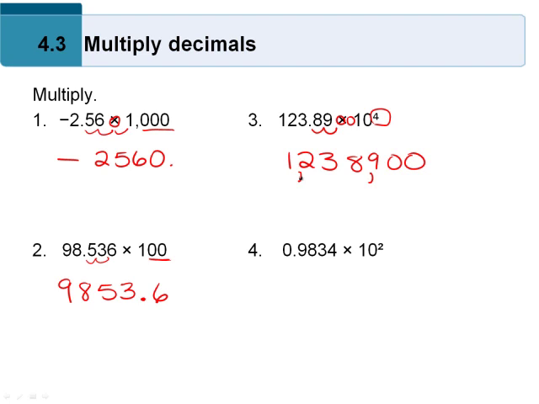1,238,900. Big number, okay? So, whether it's an exponent or the numbers are written out with all the zeros, that tells you how many places to move the decimal point, all right? So look at 0.9834 times 10 to the second. So that 2 there is telling us we need to move the decimal point 2 places to the right. So we go whoop whoop, and it's going to be between the 8 and the 3, 98.34. All right.